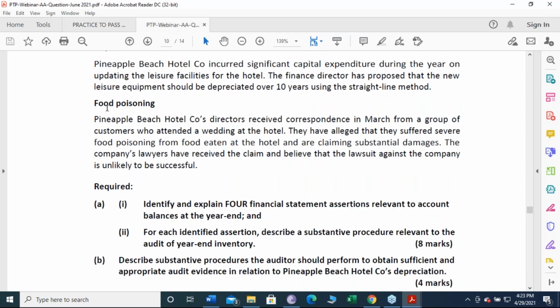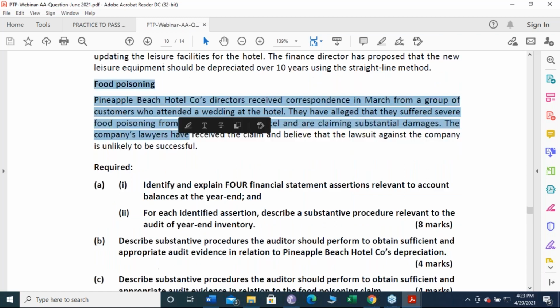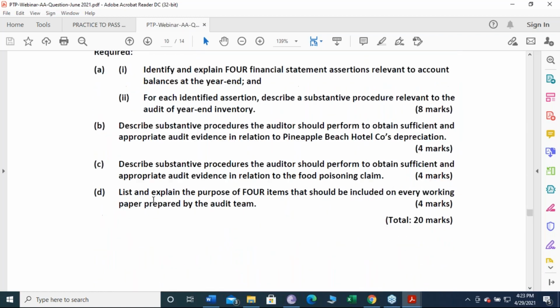Okay, one last part, that is about food poisoning. Before we move on to the food poisoning, let's see what the part D has to offer. List and explain the purposes of 4 items that should be included on every working paper. What are working papers? These are the properties of the auditor. And what do we expect on every working paper?